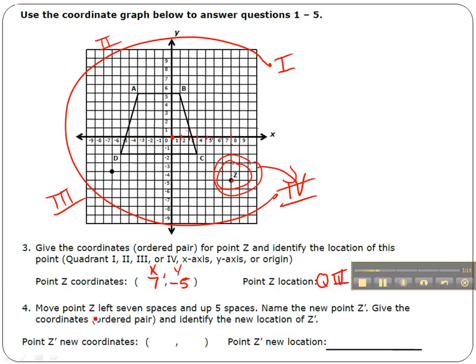Problem 4 asks us to move point Z left 7 spaces and up 5 spaces. Let's do that first. Left 7, so 1, 2, 3, 4, 5, 6, 7. That puts us on the y-axis. And then if we move up 5 spaces, 1, 2, 3, 4, 5, that puts us right at the origin. The coordinates of the origin are (0, 0), and that's its new location.